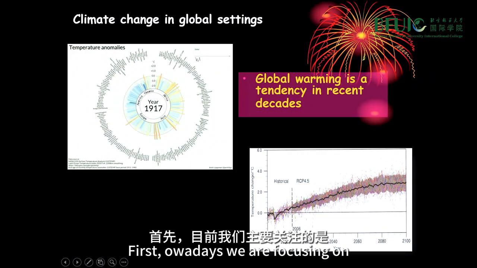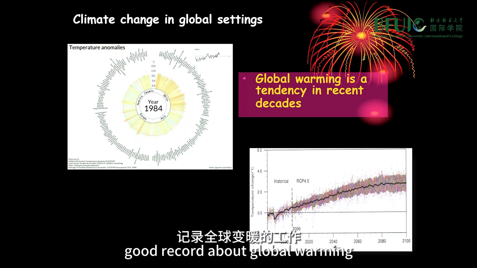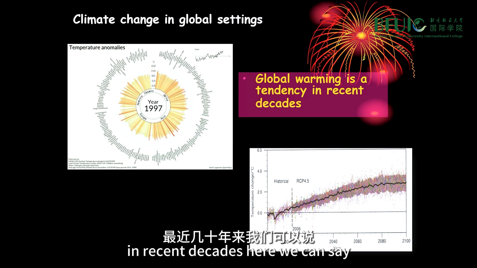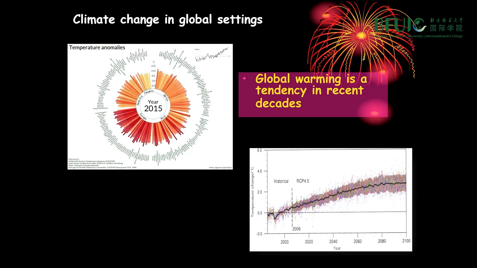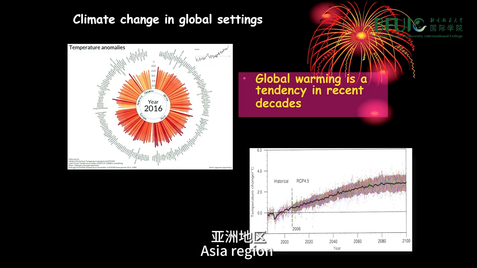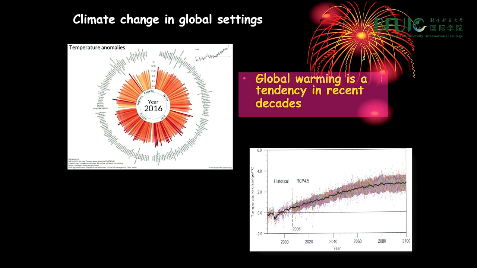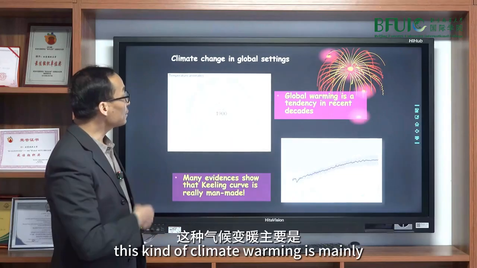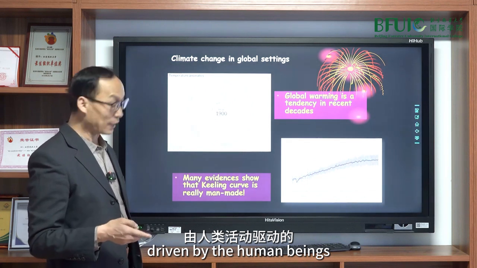Mostly nowadays we are focusing on climate change in global settings. This is a very good record of the global warming in recent decades. Here we can say that since the beginning of the 20th century, the warming is happening everywhere in the world, particularly in the Asia region, and in China, of course, the warming is really severe. And this kind of climate warming is mainly driven by human activities.